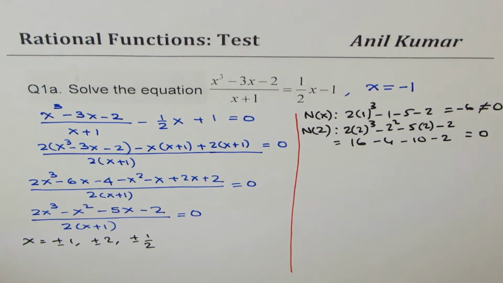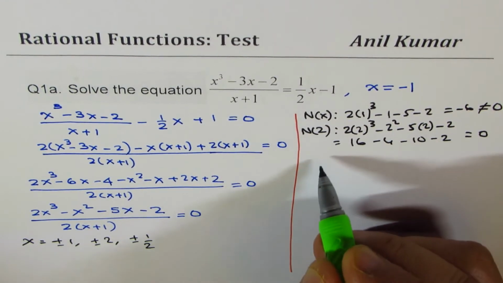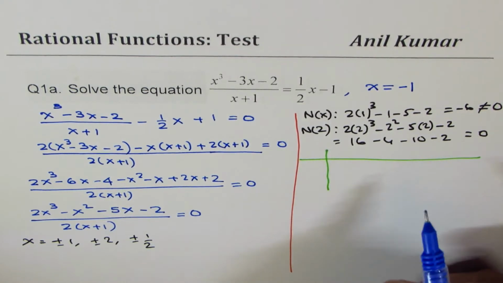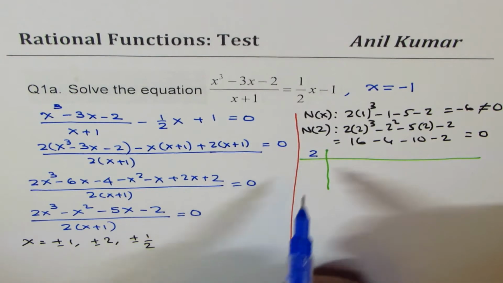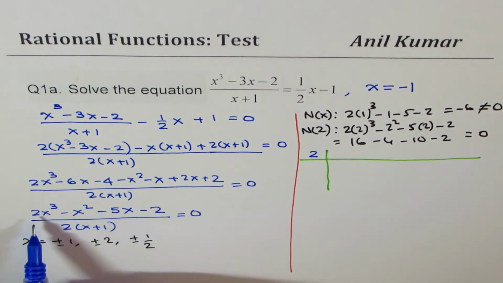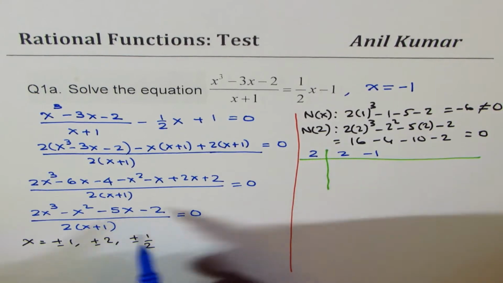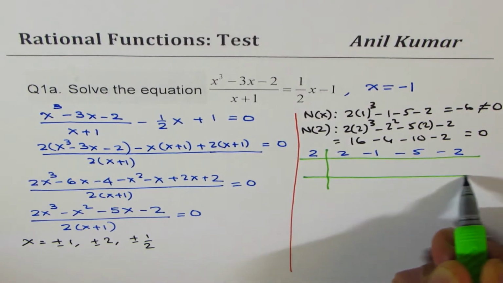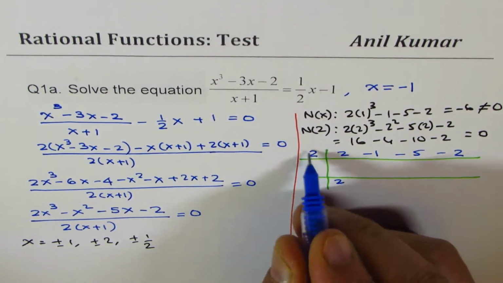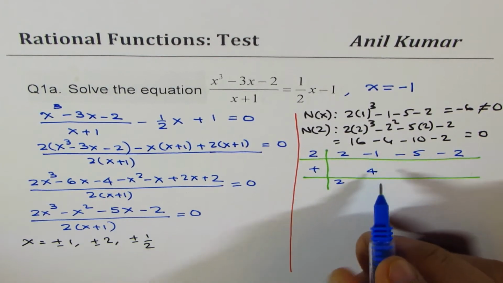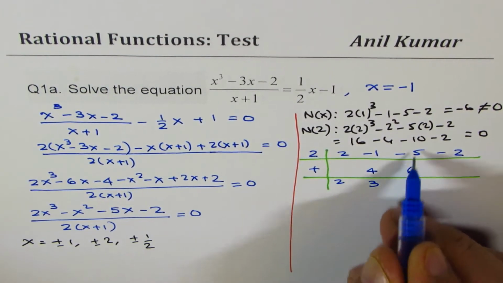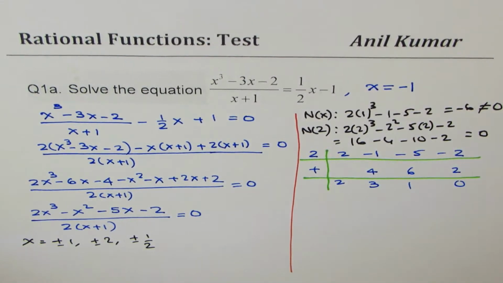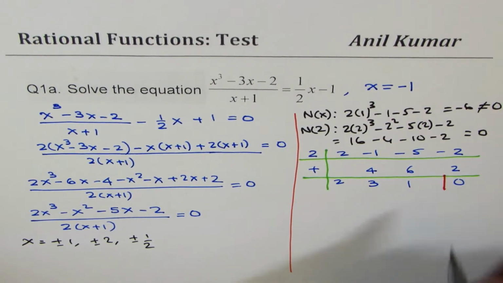So what we can do here is synthetic division or long division. Do one of these, whichever you're comfortable with. We'll do synthetic division. We'll divide by 2. Coefficients are 2, minus 1, minus 5, and minus 2. Let's bring down 2, multiply, we get 4, add them, we get 3, times 2 gives 6, add, we get 1, times 2 we get 2, and when you add, you get 0. So as expected, the remainder is indeed 0.